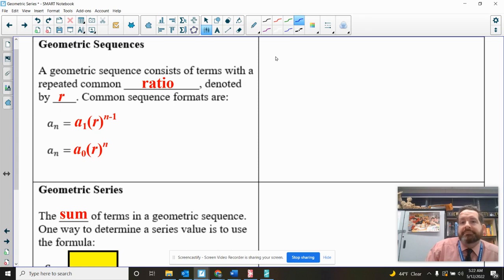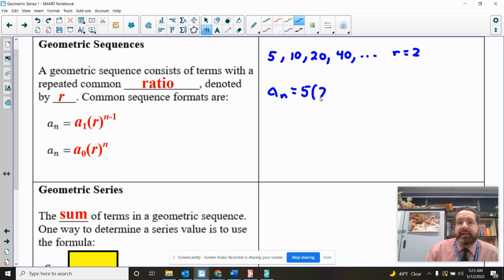So consider this list. Let's have it be, how about 5, and then 10, and then 20. We'll keep it nice and simple. And on and on. We need to note here that our common ratio is 2. We're multiplying by 2 each time. Then let's go ahead and see what our sequence looks like. If I'm writing it in this first format, it's just the first term, which is 5, times 2 to the power of n minus 1. 2 because our common ratio is 2.